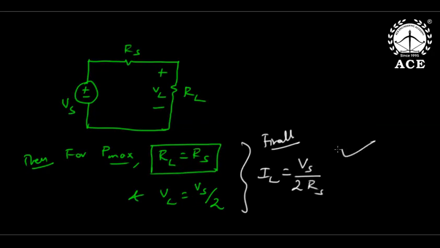So the answer is IL is VS by 2 RS. For what value of IL does Pmax occur? It is VS by 2 RS. That is the answer.